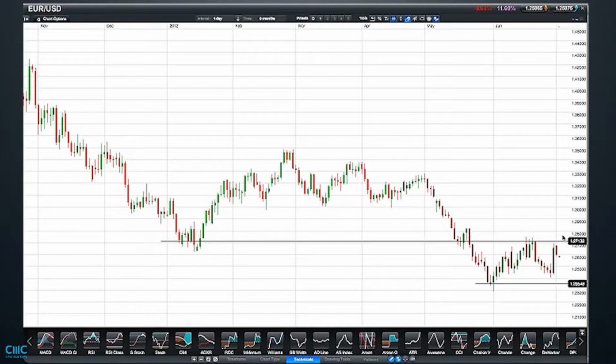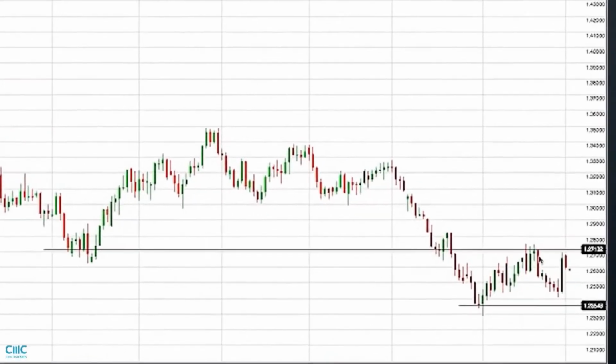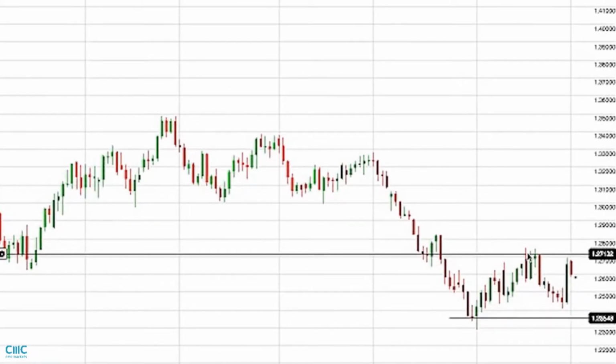Now, I say just above because one of the commonly occurring factors in markets is that we see a spike through a resistance or a support level before a reverse back into the original zone, and that's what could happen here. So if I was looking at doing this trade, I'd be setting my stop loss somewhere around the 127.20 or 25 level, just to allow for those small push throughs of the resistance level.